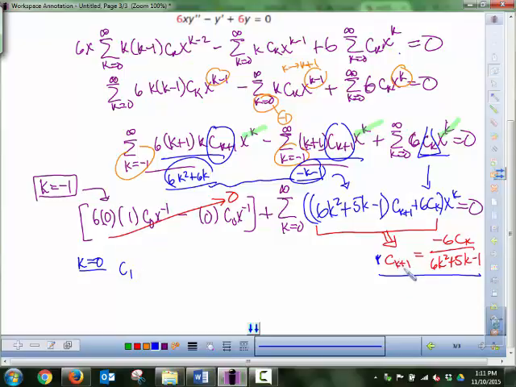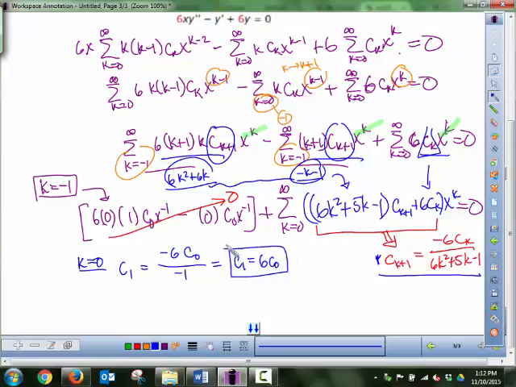So with 0 in for k, the first one I'm going to solve for is c sub 1. That's equal to negative 6 times c sub 0 divided by, putting 0 in for k, that's just negative 1 in the bottom, right? 0, 0, minus 1. So it looks like our c sub 1 is equal to 6 c sub 0. I'm going to rewrite it like that so I can box it.